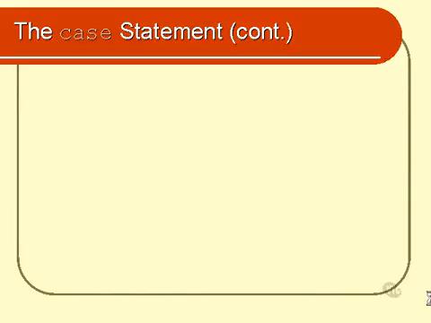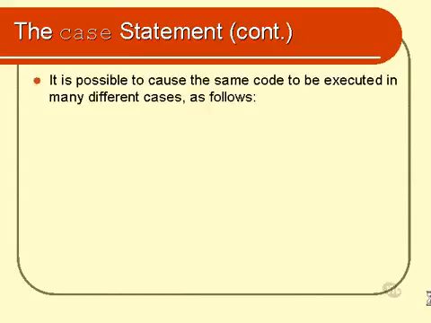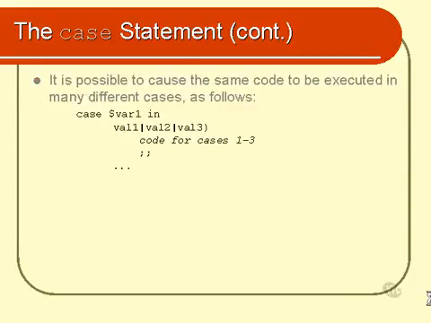So I'll now just quickly show you a couple of other simple options that can be used with the case statement that just make it that little bit more user-friendly and useful. The first one is that it's actually possible to specify that the same code be executed in several different cases, and you might do that like that. You use the vertical bar symbol or the pipe symbol. So here, where I've got code for cases 1 to 3, that code will get executed if var1 happens to be equal to val1, val2, or val3.